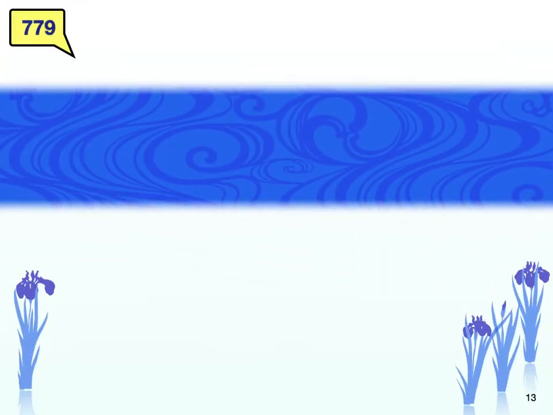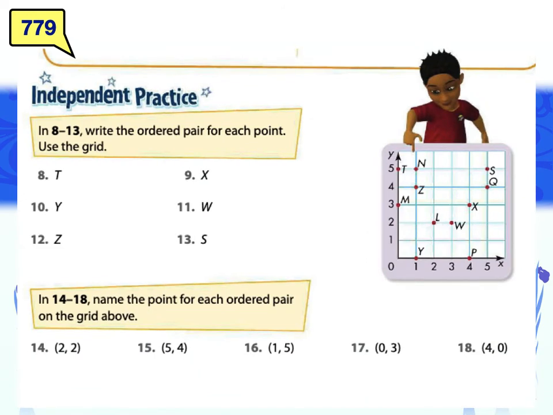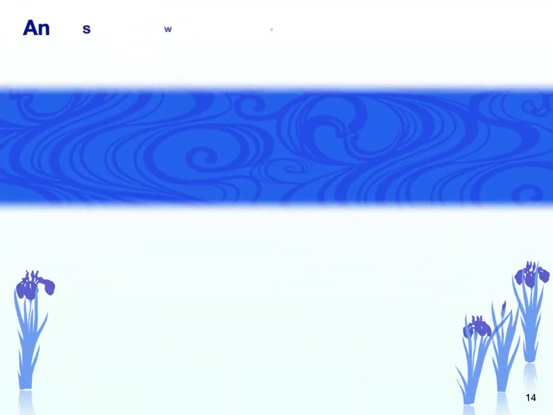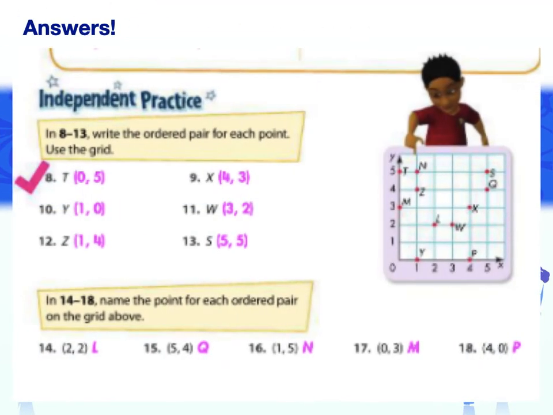Okay, we have here your independent practice. So as we always do, this will be done by you. Okay, so first you can pause the video and answer numbers 8 to 18. And if you're done, let's go to the next page and see the answers. So these are the answers for textbook page 779. You can check your work.